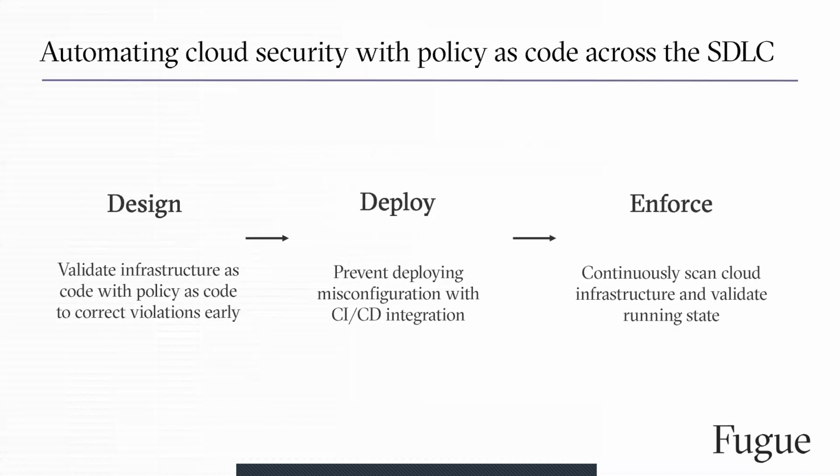So, automating cloud security with policy as code across the SDLC. This is the holy grail, right? We have one set of policies that we can use from design through deployment all the way through to enforcement in the runtime. This is exactly what we're doing at Fugue. We think it's the right approach. You can start at any one of these places. But if you're doing infrastructure as code and policy as code, you can do it in all three.